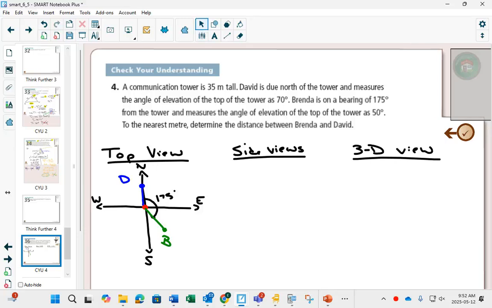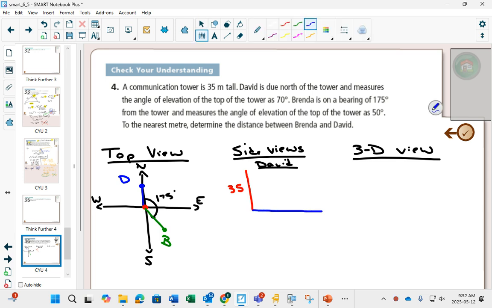Side views. Well, when you get to the side view, now you can see the tower. And I'm going to draw that tower in red because I made a red dot. And I know that that tower is 35 meters. And I'm going to start with David's drawing. He is some distance away. Here is David from the tower. And we know the angle of elevation to the top of the tower is 70 degrees.